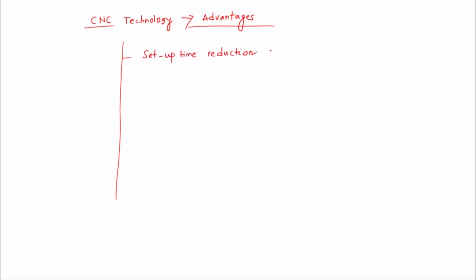The CNC machine tools offer various advantages. We can list the advantages here. The technology is offering various advantages. The first advantage is that there is a reduction in setup time. In CNC machine operations, the tool is being set by the machine tool itself. So that is helping to reduce a lot of time.